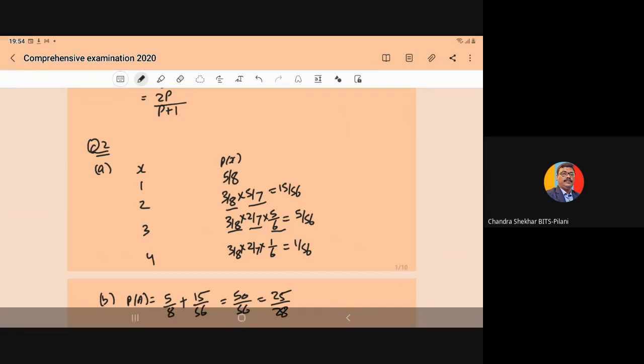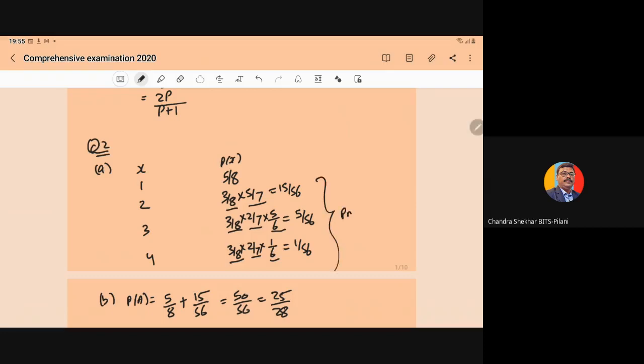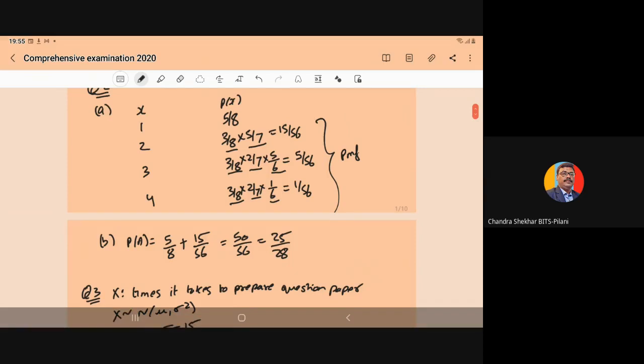So it will give you 5 by 56. Then x is equal to 4. x is equal to 4 means all the red balls are exhausted. For the first attempt it is 3 by 8, for the second attempt it is 2 by 7, and for the third attempt it is 1 by 6. So it will become 1 upon 56. These are the probability mass function for x is equal to 1, 2, 3, 4, and so on. So that is the first part.